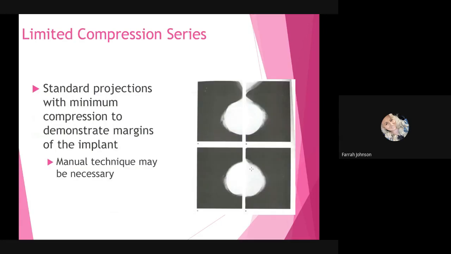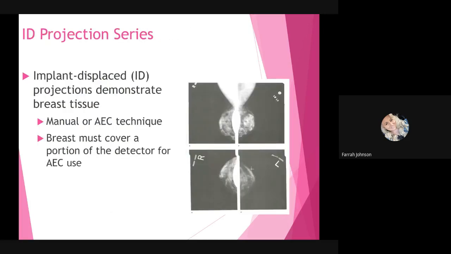So, limited compression series. You're going to do your standard CC and MLO with minimal compression to demonstrate the margins of the implant. And you want to make sure that you use a manual technique to image through that dense implant. So with this one, you're going to position like normal, but you're going to use just minimal compression so that the breast doesn't move. It's a way for the doctor to evaluate the contours of the implant and make sure they're not leaking, anything like that. After you complete those projections, then you're going to move on to the implant displaced projections, which are going to demonstrate the actual breast tissue.